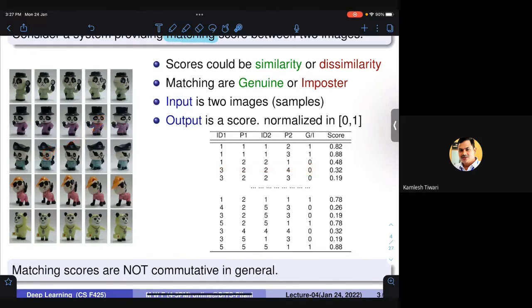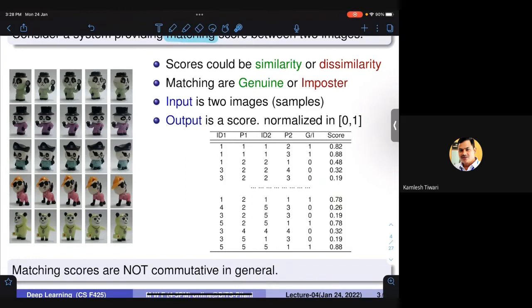Everybody okay? It is an imposter one because two different people's images are being matched, and the score is 0.32. By this I can create this particular table, and this table has 25 multiplied by 24 entries. Everybody okay with that? Yes or no? Can anybody write yes? Great.